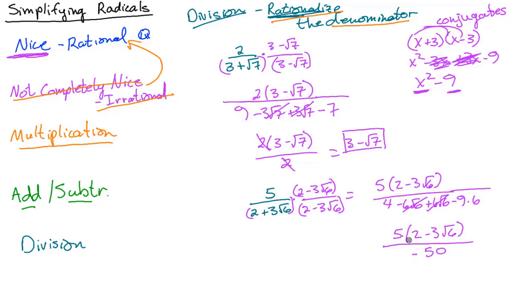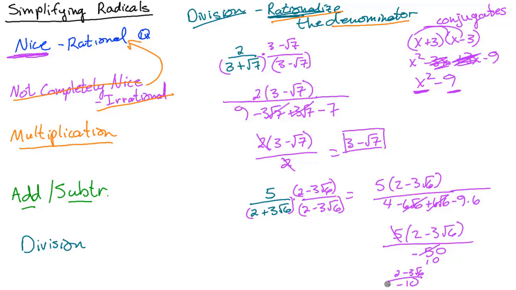Oh, hey, look, it did simplify a little bit. That's pretty cool. That doesn't always happen. Don't count on it. Sometimes you'll just distribute that guy in and be done. But this becomes, let me see, 5 cancels with that and leaves a 10. So we end up with 2 minus 3 square roots of 6 over a negative 10.